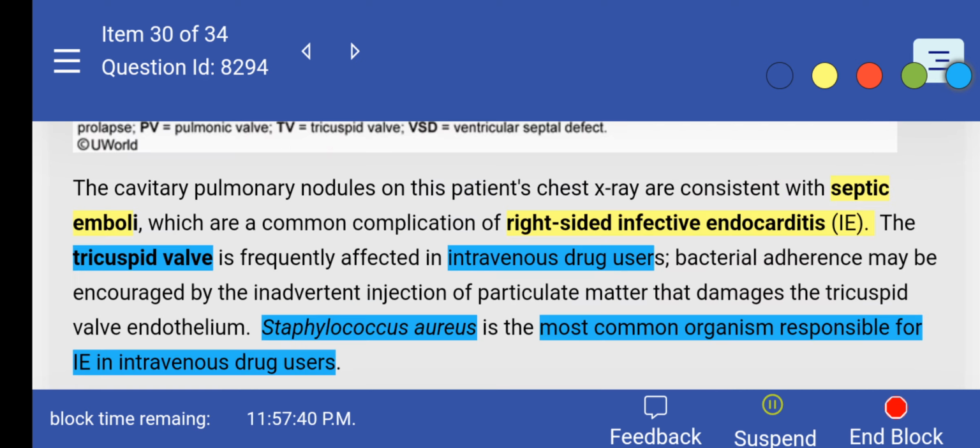The cavitary pulmonary nodules on this patient's chest X-ray are consistent with septic emboli, which are a common complication of right-sided infective endocarditis. The tricuspid valve is frequently affected in IV drug users. Bacterial adherence may be encouraged by inadvertent injection of particulate matter that damages the tricuspid valve endothelium. Staph aureus is the most common organism responsible for infective endocarditis in IV drug users.